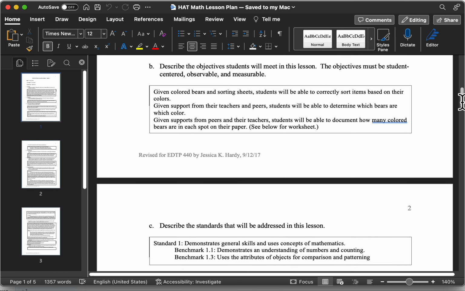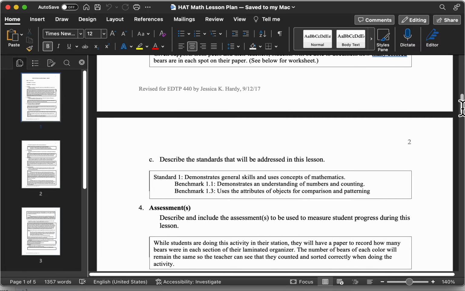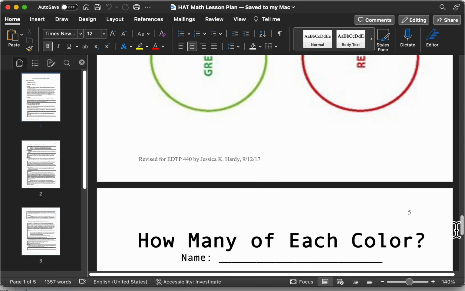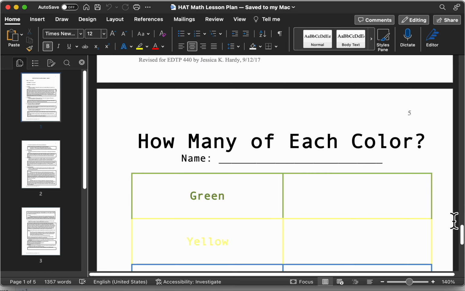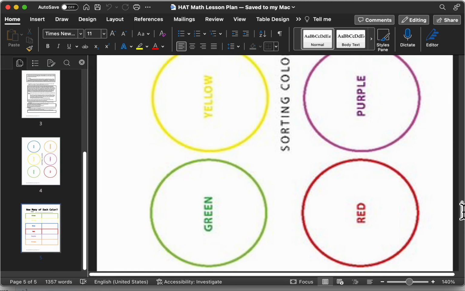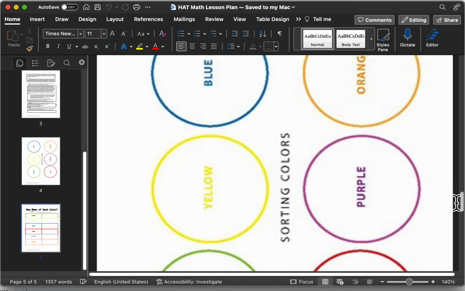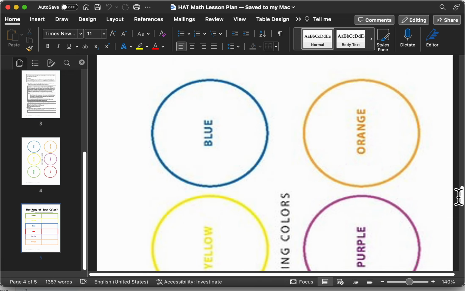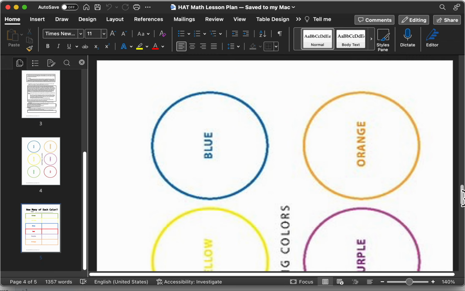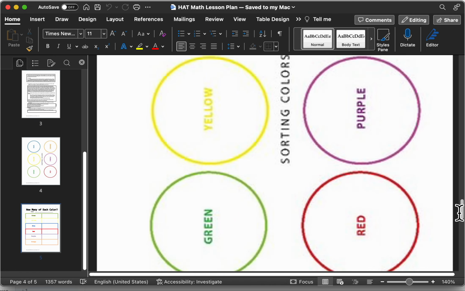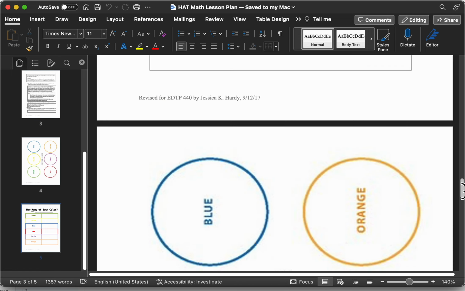Given colored bears and sorting sheets. So let me scroll down because I think you have. So I would like you to eliminate these worksheets, that they're not appropriate for a 3 to 5 year old classroom. So what you could do instead is have things that are those colors, like maybe you have 4 or 5 things that are blue and 4 or 5 things that are orange and so on. What I would recommend is that you have all these items of these 1, 2, 3, 4, 5, 6 colors, and then allow children to sort them and match the colors.